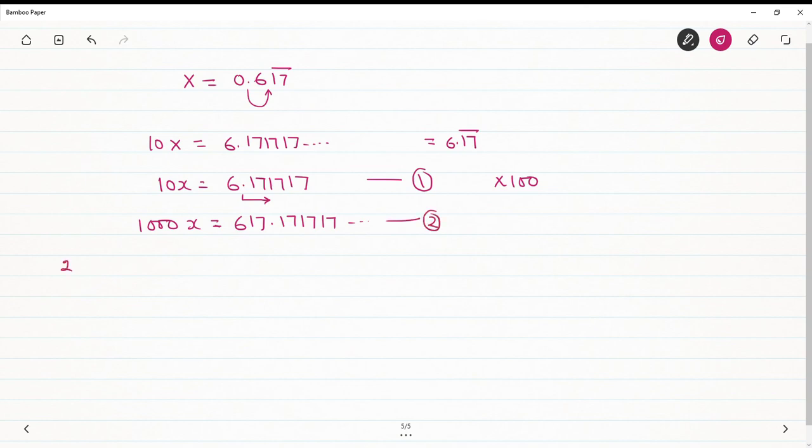Again the same method, we will say 2 minus 1, and when we do that, 1000x minus 10x is 990x, is equal to 617 minus 6, which will give you 611. That's why x is coming out as 611 divided by 990. In the exam, you probably will have to check whether it is in the most simplified form or not, because in either case, IG or IB, the answer must be given in the most simplified form.